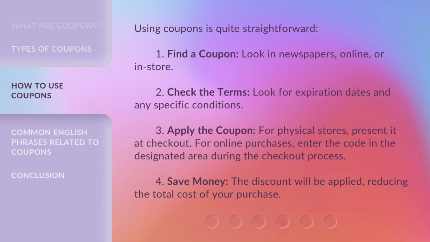Using coupons is quite straightforward. 1. Find a coupon. Look in newspapers, online, or in store. 2. Check the terms. Look for expiration dates and any specific conditions. 3. Apply the coupon. For physical stores, present it at checkout. For online purchases, enter the code in the designated area during the checkout process. 4. Save money. The discount will be applied, reducing the total cost of your purchase.